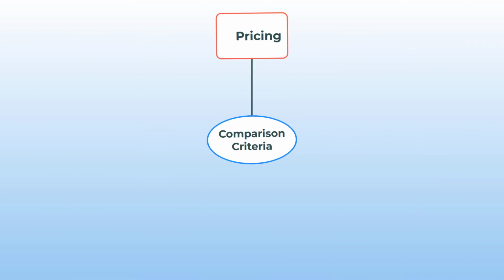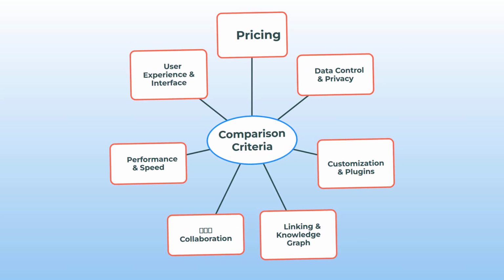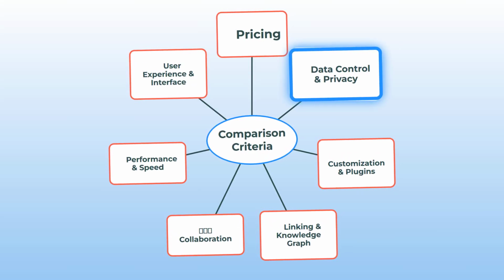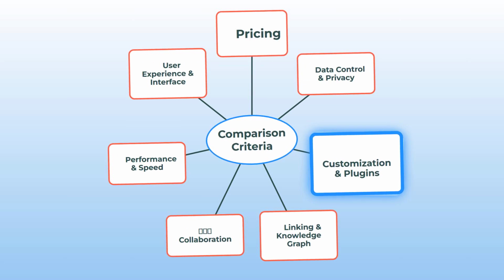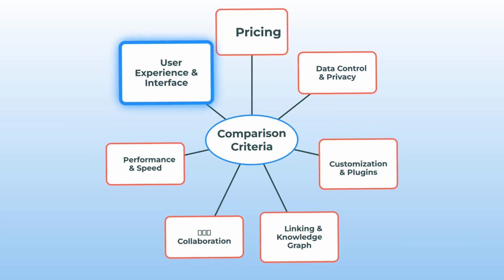So, before we get into the nitty-gritty, let's pull up our trusty mind map. Here's what we'll be comparing today: pricing, data control and privacy, customization and plugins, linking and knowledge graph, collaboration, performance and speed, and, of course, user experience and interface. Ready to roll? Let's go category by category.